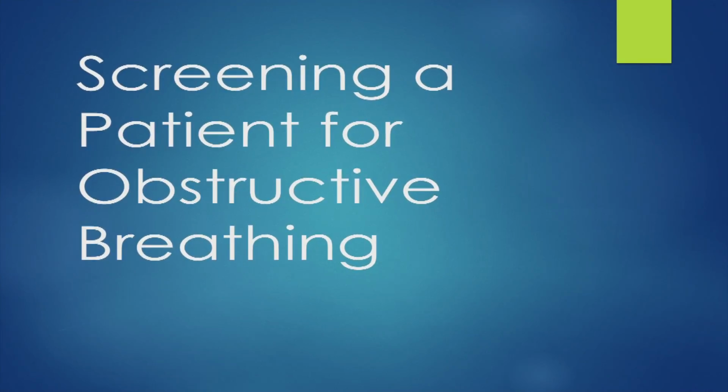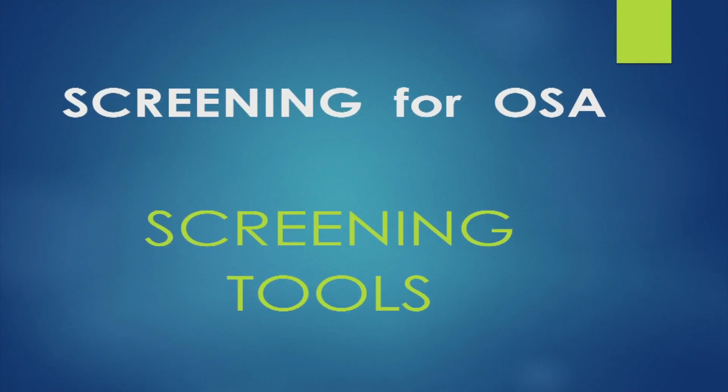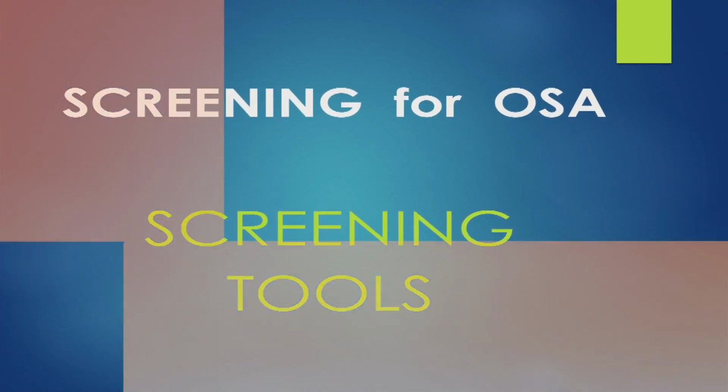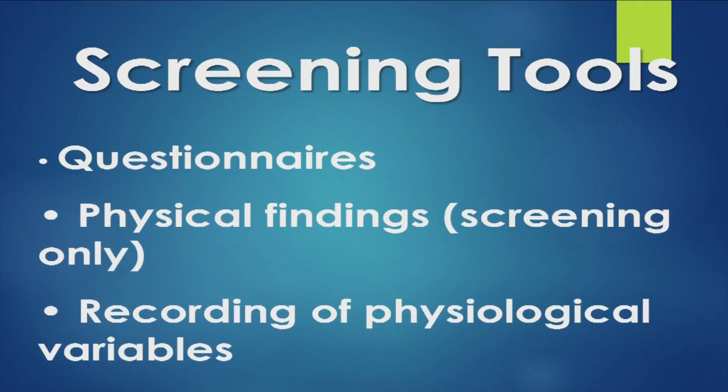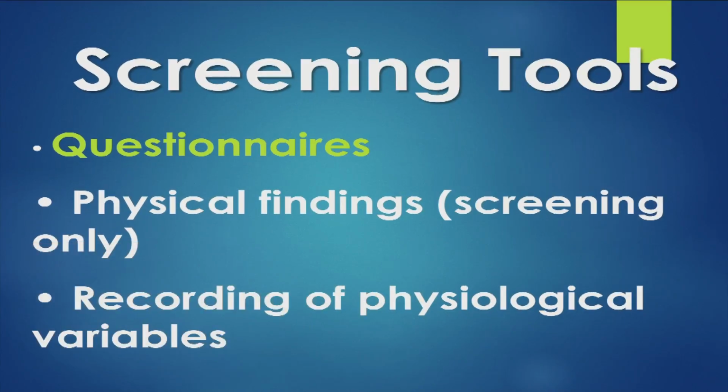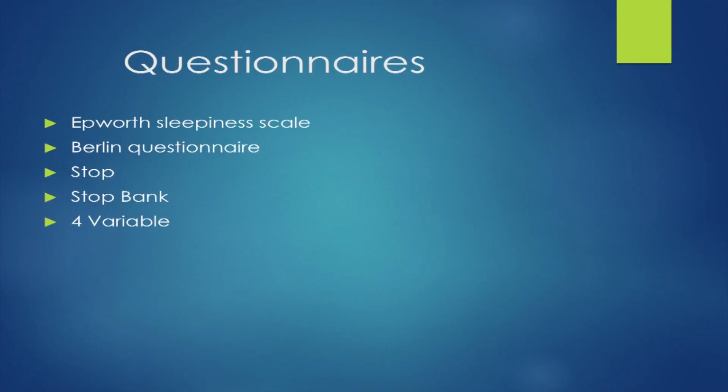Let's move on to screening a patient for obstructive breathing. Screening for OSA, screening tools. For screening tools, we have questionnaires, physical findings, and recording of physiological variables. So let's talk about questionnaires first. There are many questionnaires out there that one can use. Just to name a few: the Epworth Sleepiness Scale, the Berlin Questionnaire, the Stop Bang, and the 4-variable.